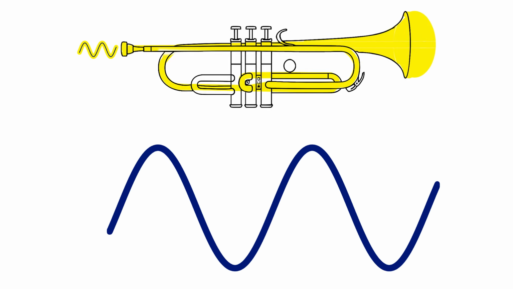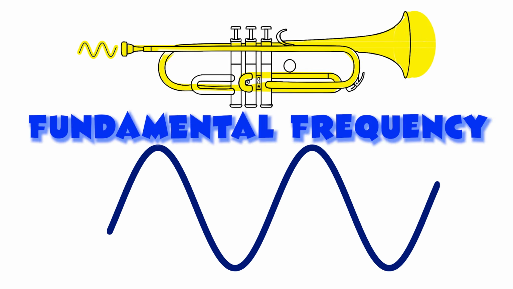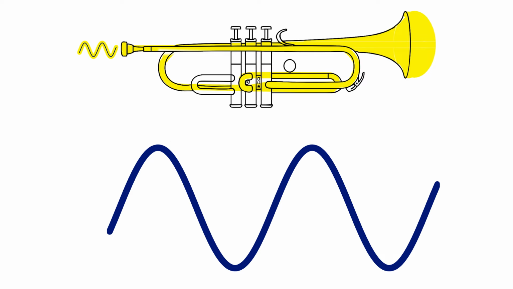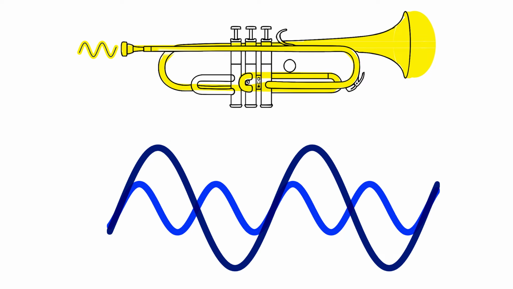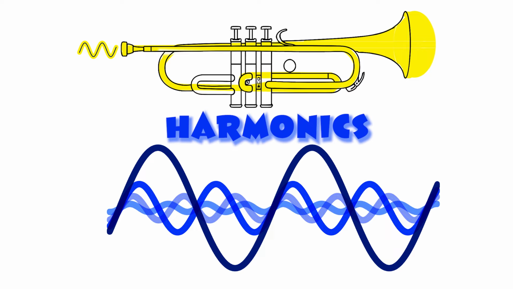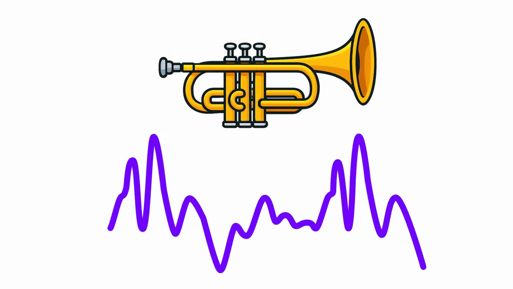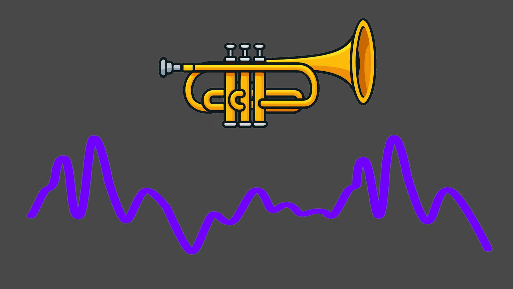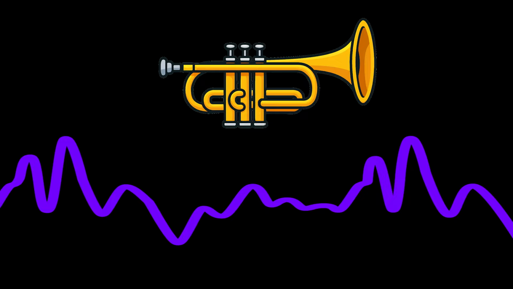The main tone you hear is the fundamental frequency, but the complex trumpet tubing creates different resonances or echoes of the fundamental frequency. These are also sine waves called harmonics. When the sine waves combine, they create this modified shape. This shape gives the trumpet its unique sound flavor.